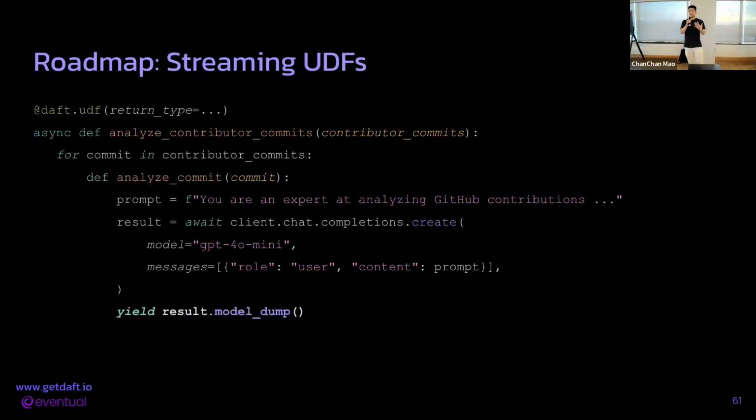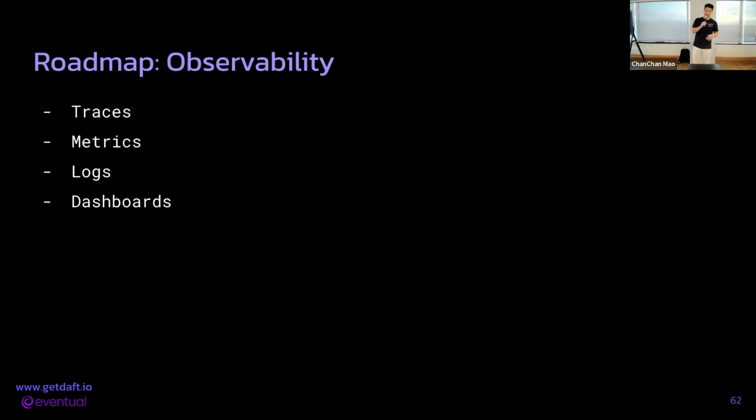Next, we know that your UDFs and your inference requests are likely going to return a lot of data. In order to reduce your peak memory usage, it probably makes sense to yield those results, stream those results out as they come in. And lastly, of course, observability. We know that these jobs are likely taking hours and days, and it's going to be really important that you're able to see exactly what's going on inside them.